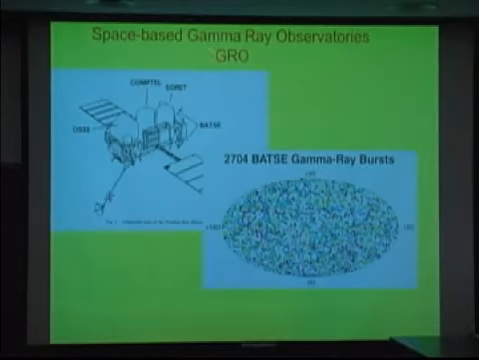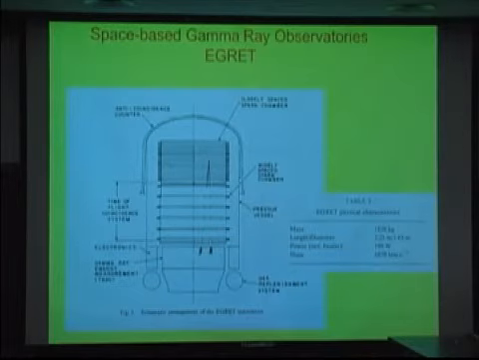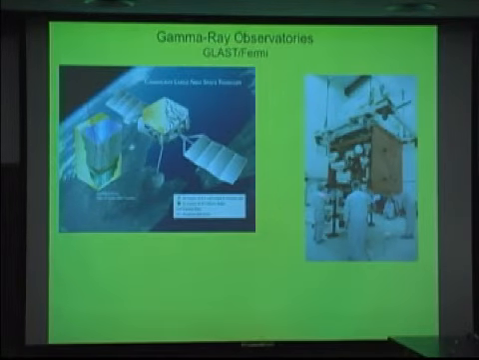There were subsequent missions such as the Compton Gamma Ray Observatory with various detector elements like EGRET, COMPTEL, and BATSE that observed gamma ray bursts. This plot shows that the gamma ray bursts were not confined to the Milky Way, but basically in all directions of the sky, hence probably extragalactic in nature. I will skip that slide. The latest and greatest satellite-based gamma ray observatory is GLAST, which has subsequently been renamed Fermi since it didn't blow up on launch.